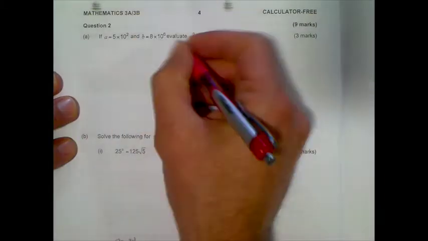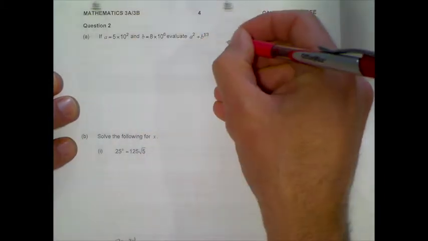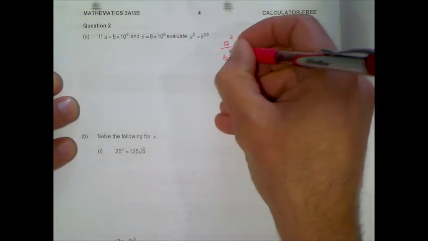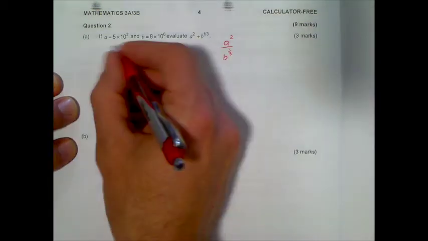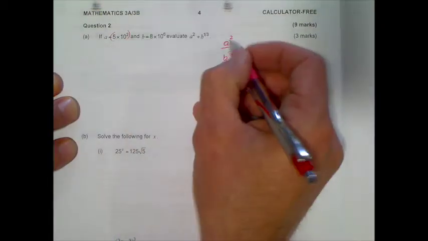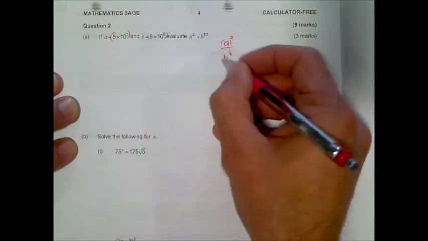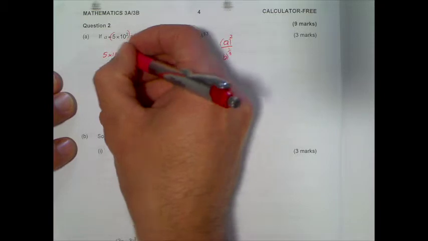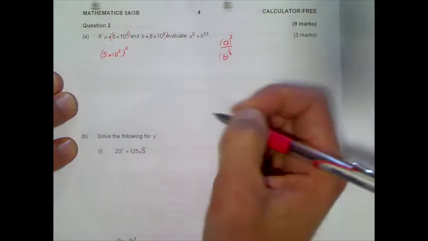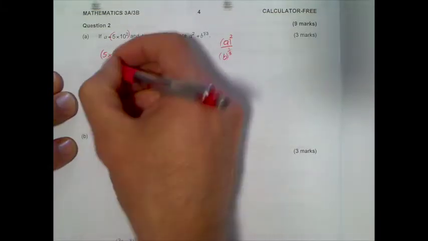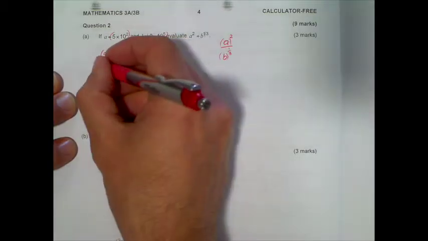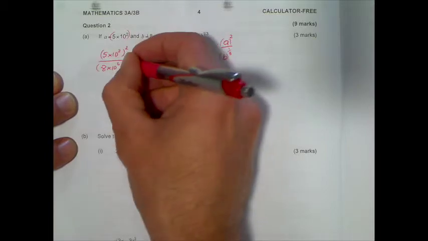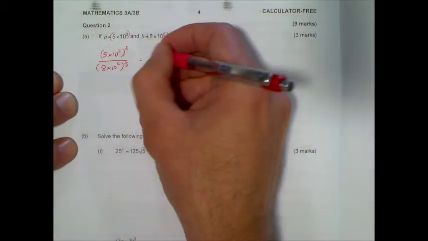Okay, this question here is about evaluating an expression, and we have been given a equals 5 times 10 squared, and b is equal to 8 times 10 to the power of 6. Alright, so let's substitute in there our a value and substitute our b value in. What we're going to write is 5 times 10 to the power of 2, so that's a substituted in, and that's going to be divided by our b value, which is 8 times 10 to the power of 6, and that's all to the power of a third. Alright, so let's simplify this.